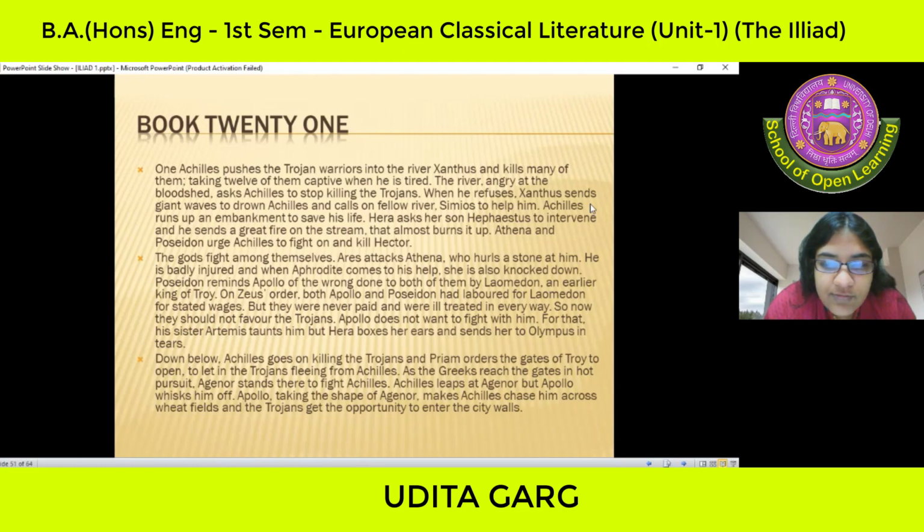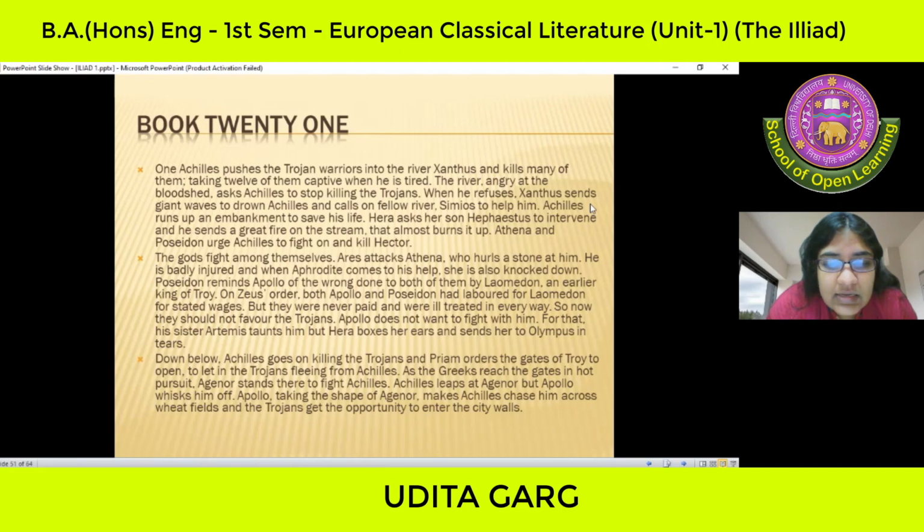Apollo does not want to fight with him, for that his sister Artemis taunts him, but Hera boxes her ears and sends her to Olympus in tears. Right? So you see the quarrels and the sort of trivia that we see among the gods happening here, which is again a site of comic interlude that we see in this book.